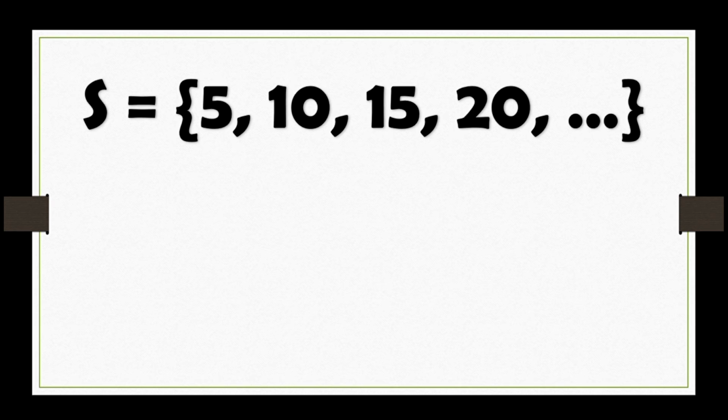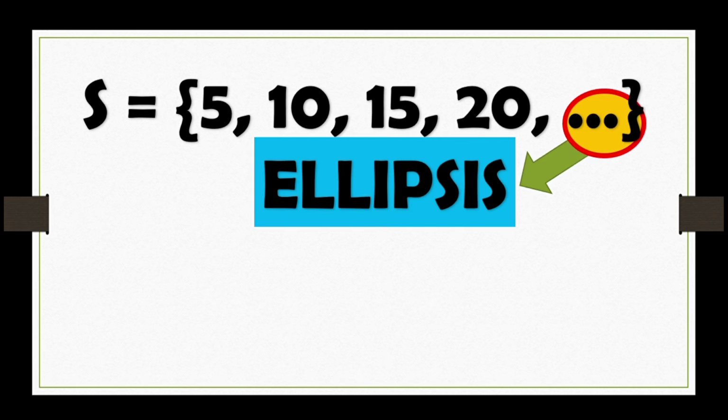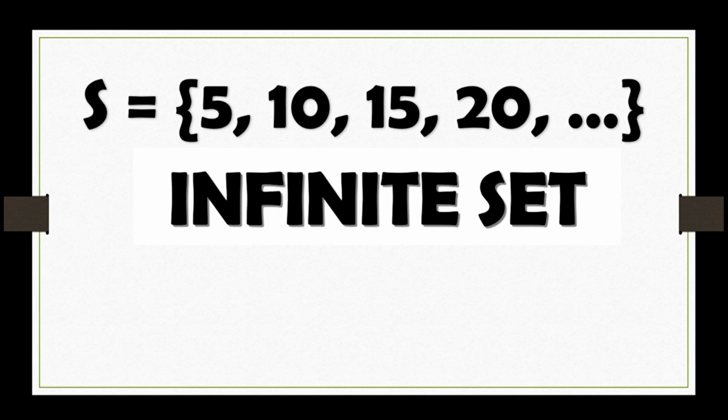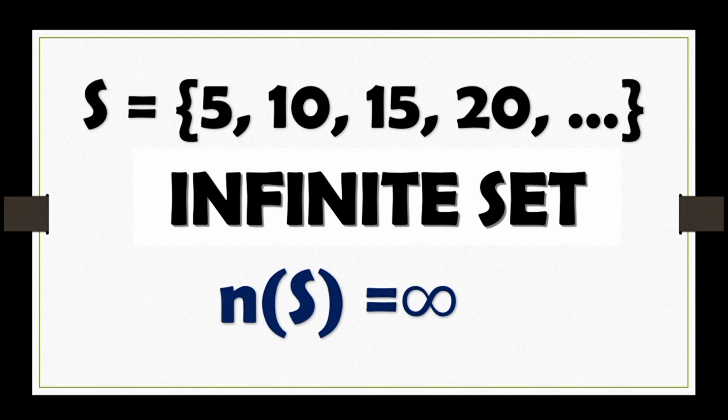Here, we have 3 dots at the end of 20. These dots are known as ellipsis. Ellipsis is a symbol used to indicate that there are other elements in the set after the last identified element. Here, right after 20, we can consider that there are numbers 25, 30, 35, and so on. Thus, this is an example of an infinite set. And to determine the cardinality of this set, we will have n of S is equal to infinity.